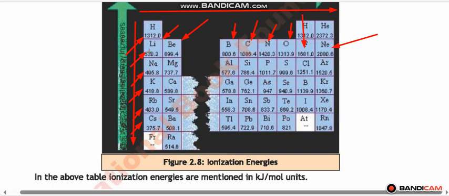You can see that here after lithium, beryllium has higher energy, and then after beryllium, boron has a lesser amount of energy. Similarly, in the case of nitrogen and oxygen, since oxygen is on the right-hand side, it should have higher energy, but nitrogen has greater ionization energy as compared to oxygen. We will discuss these kinds of discrepancies in detail.